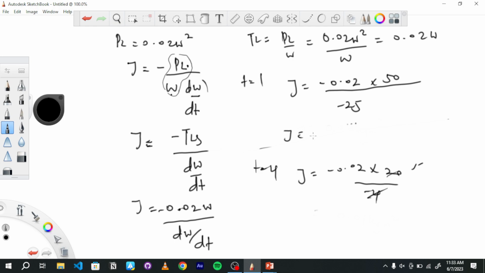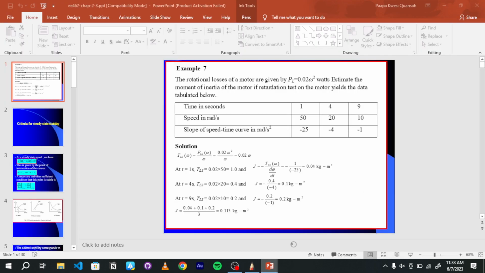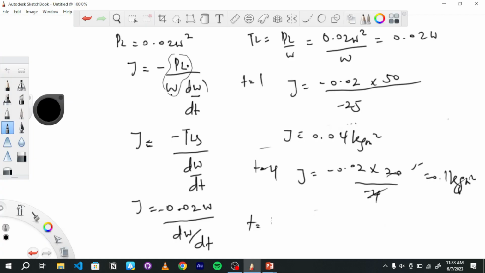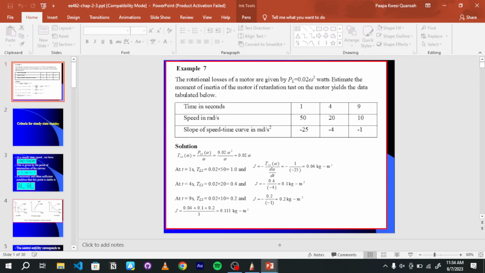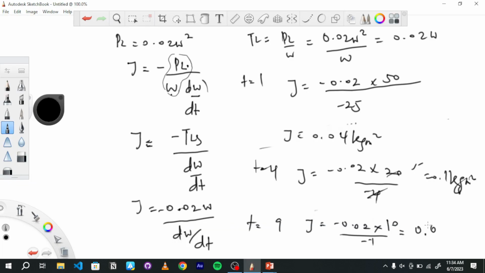So here J is 0.04 kilogram meter squared. Here J is 0.1 kilogram meter squared. Now finally, when t is equal to 9, speed is 10, slope is negative 1. J is equal to negative 0.02 times 10 over negative 1. That'll give me 0.2 kilogram meter squared.